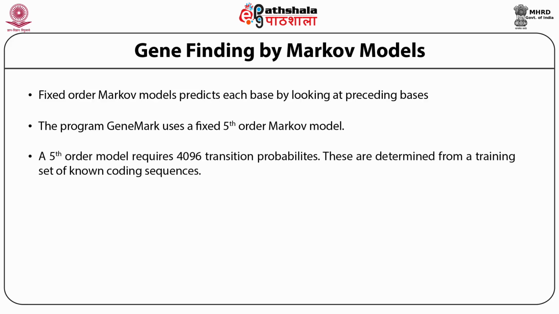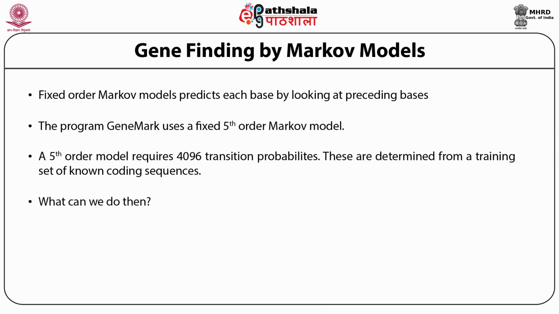That means that in a training set, it has created the frequencies of all the 4096 pentanucleotides. Given a gene sequence, it looks at all the possible pentanucleotides present in your unknown sequence and tries to see if their occurrence is predicted by the Markov model which has been generated using these 4096 pentanucleotide transition frequencies.